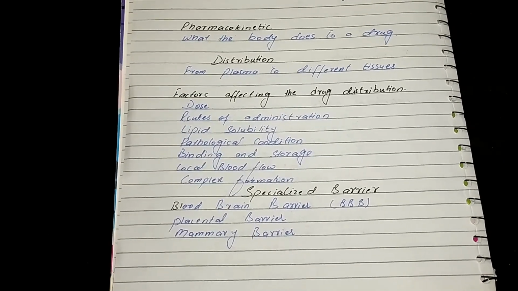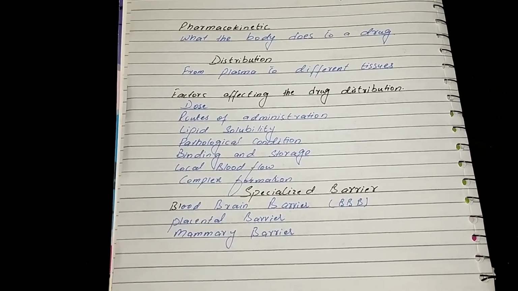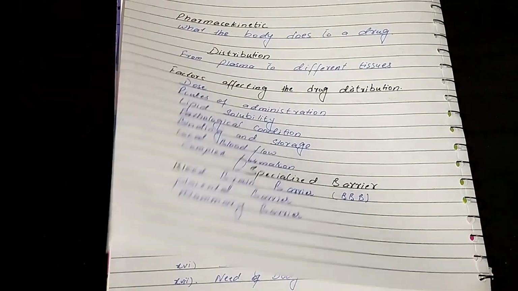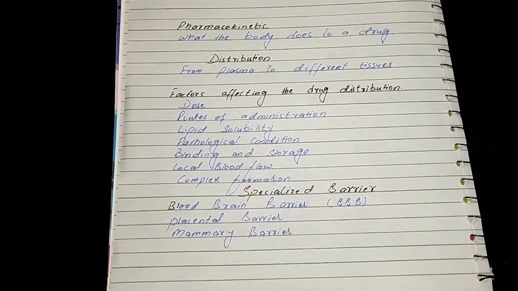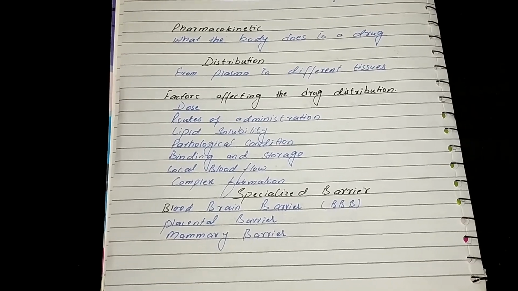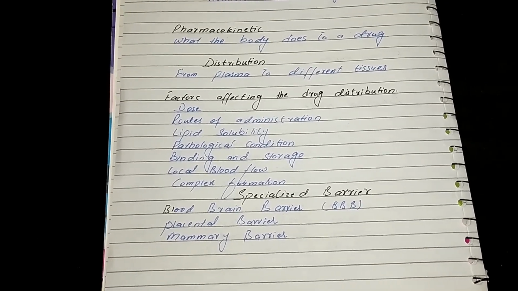Our body consists of a number of compartments to which the drug is distributed. These are enteric, plasma, cerebrospinal fluid, intracellular spaces, urine, glandular secretion, bile, and erythrocytes. These are the different compartments where the drug distributes.